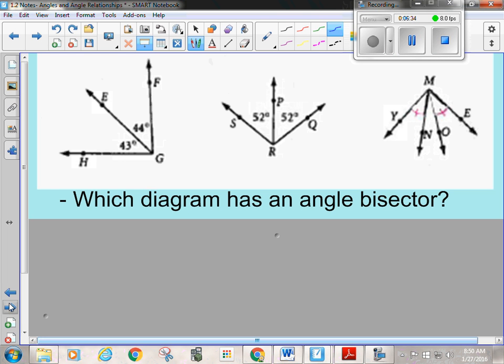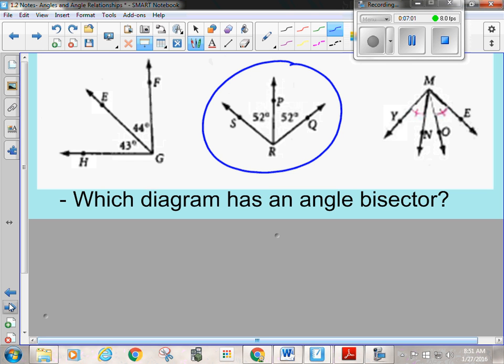So if we look here, we have three examples. So which of the diagrams has an angle bisector? So some ray that divides into two congruent angles. And you'll see that it's our middle one here. The first one, they're not two congruent angles, 43 and 44. And the last one has two congruent angles, but not one ray that has bisected a larger one.